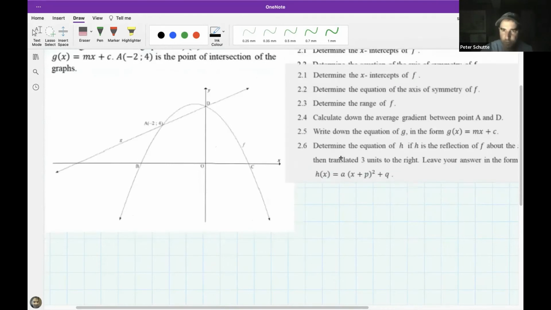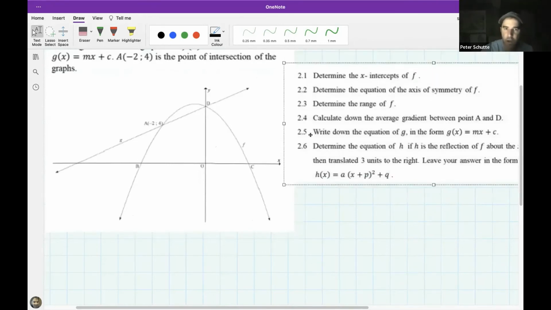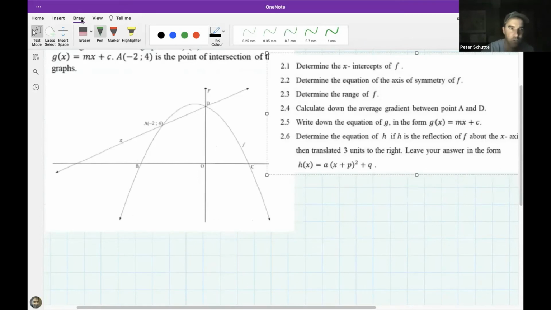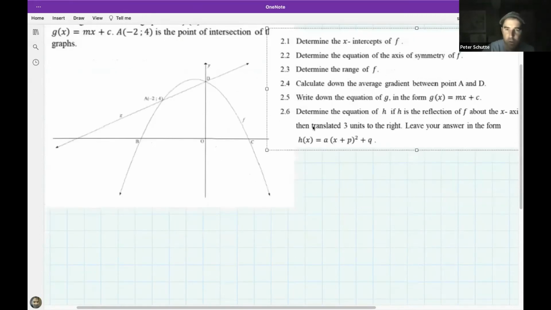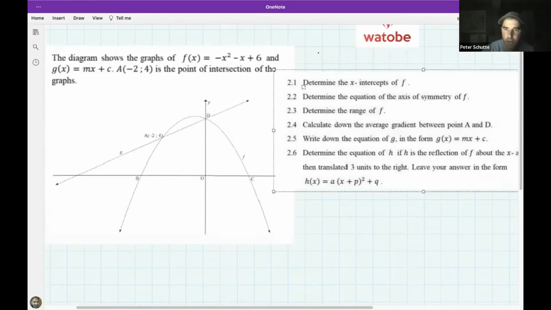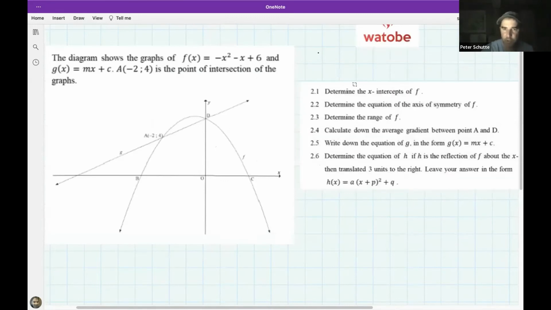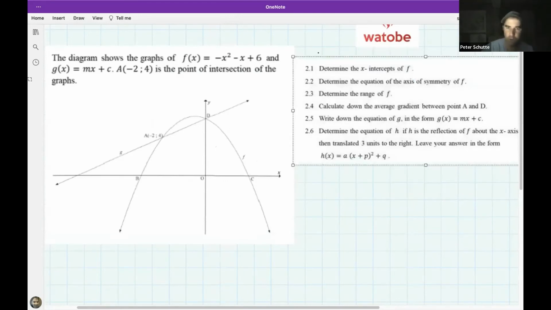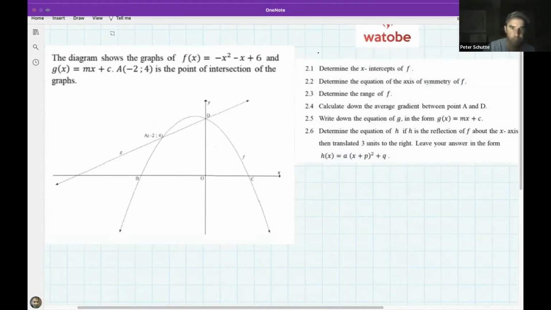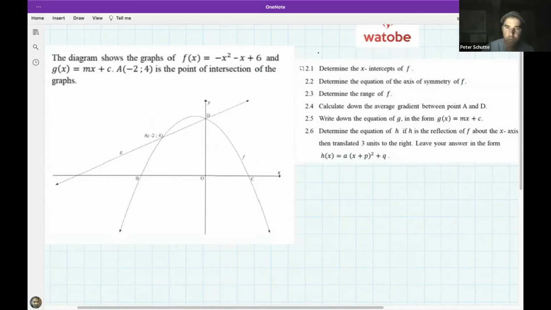Okay, what do you need to do? I want you to answer 2.1 to 2.3 to start with. So you are going to do 2.1 to 2.3, and then after that, we will talk about 2.4 and 2.5. Over to you guys for 2.1 to 2.3.